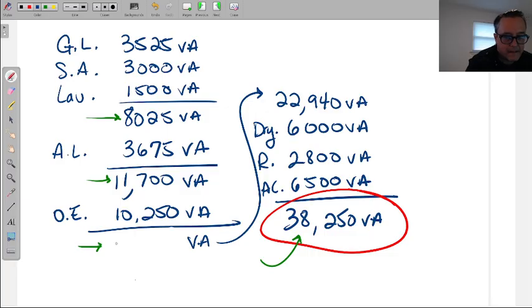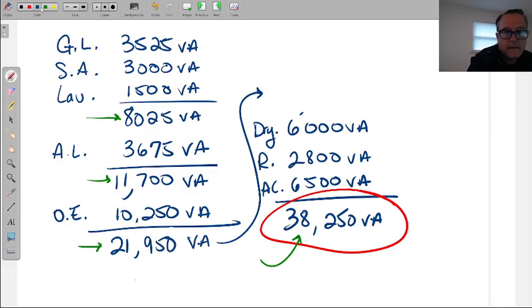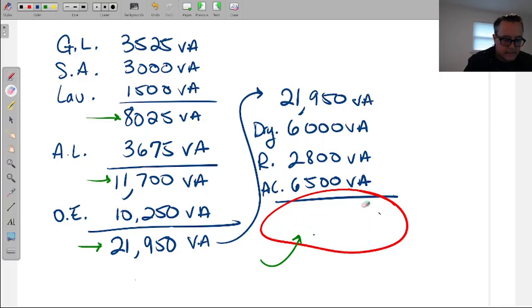Wait, why is this less? Still getting 37,250. Yeah, I got that too. You got 37,250? What'd you get, Andrew? I'm still getting 37,250. Let me do this math here. Since I had that number off, let's get rid of that total. Let me just double check on my end. 2,800 plus 6,500 equals, yeah, 37,250.